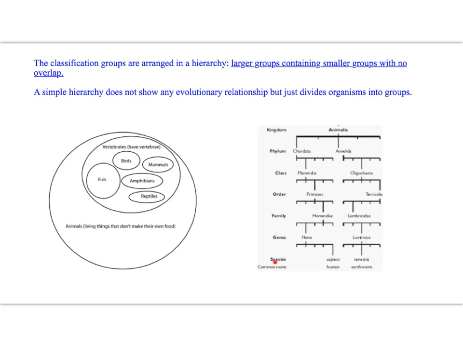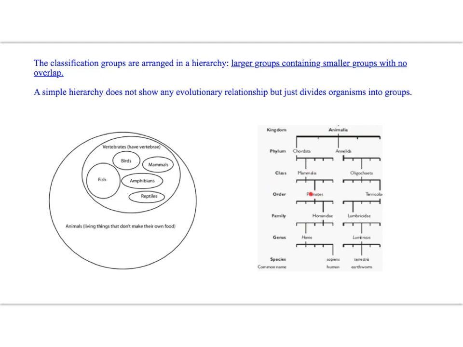Another example showing hierarchy is this taxonomic diagram here. So we've got kingdom animals at the top, then smaller groups within that, phylum, so we've got chordates, so things with a backbone, and we've got annelids, which are worms, and split that up into smaller groups. Class, so one smaller group within things with a backbone is mammals.